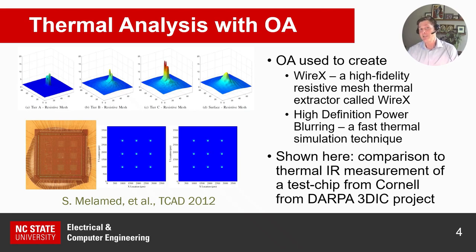Using these results, he developed a new fast thermal analysis technique, which he called high-definition power blurring. Now, what I liked most about this work was that he worked with Rajit Manohar, who was then at Cornell, and his group to do thermal infrared measurements of one of their test chips and compared it to his technique, showing pretty good agreement. None of this would have been possible, we wouldn't have had the time, if all of the design data had not already existed in OpenAccess.